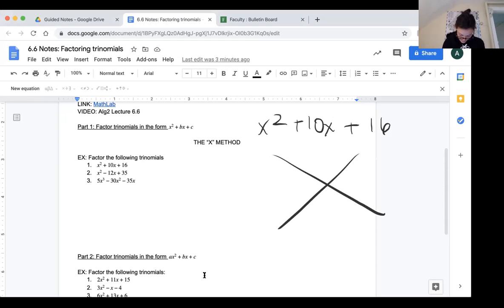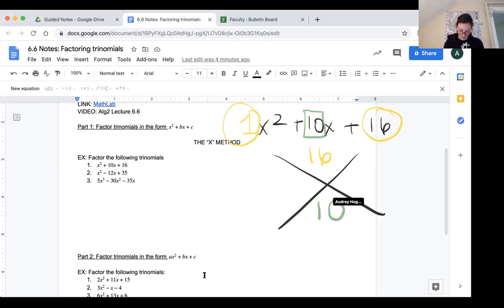In the top of the x, we are going to put this coefficient times this one, okay? So the coefficient of your x squared term times your last term. So in this case, we have 1 times 16 is equal to 16. So that's what we're going to put in the top. In the bottom of the x, we're going to put this middle coefficient, so whatever number comes in front of your x. In this case, it's going to be 10.